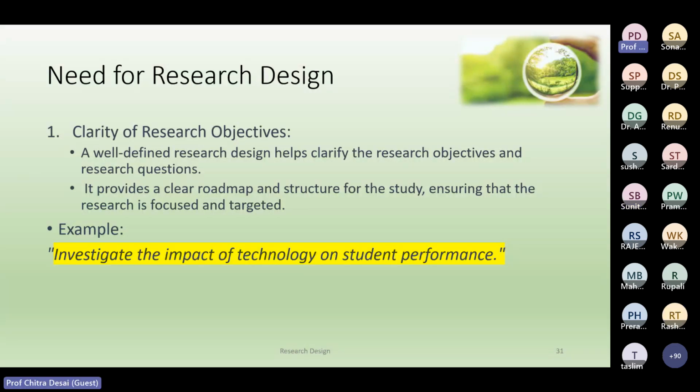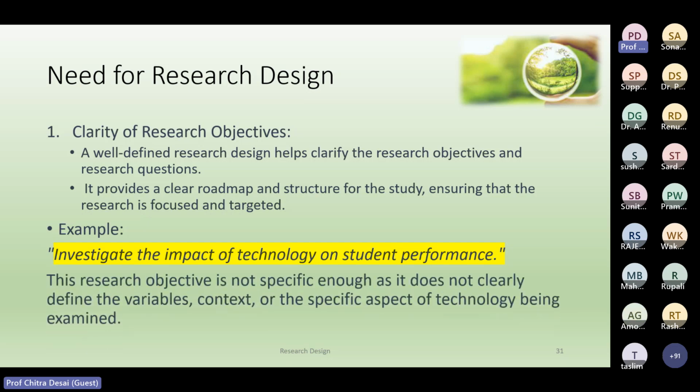Very good. It's very well explained that it is not enough to understand or have clarity on the research objective. This research objective is not specific enough because it does not define the variables, the context, or the specific aspect of technology being examined. You answered it very aptly: these are the three things that are missing in it: the variables, context, and the aspect of technology.